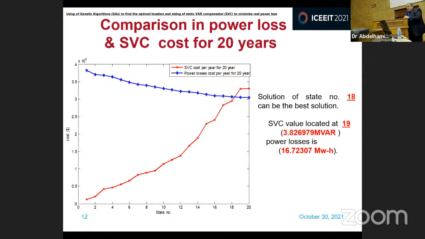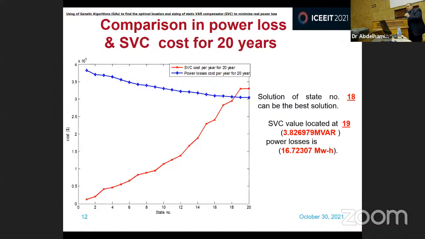If we have another comparison in 20 years, we can see that most of the solutions are under the blue line, I think 18 solutions. That means all the solutions, except just solution number 20 and 19, are not economic, but all the other solutions are economic.